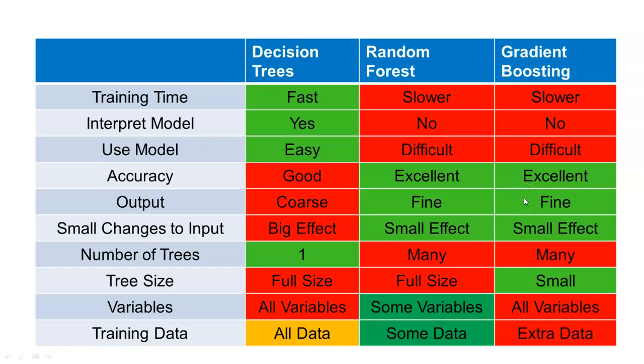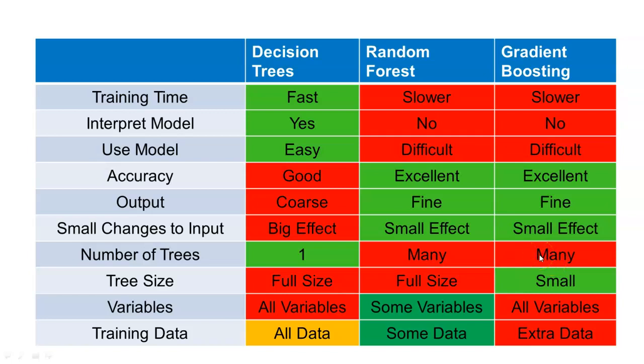So if you recall, these guys had a course output, everybody in the bucket has the same answer. You don't have that problem with these guys. What about if I change the input variable a little bit? It's just a small effect on these guys, but it could have a big effect here. Remember when I moved across the street and my travel time to work went up 1 minute, and suddenly it was a big change on my output. What about the number of trees? Well, if you recall, a decision tree is just one tree, but I got many trees in the random forest and the gradient boosting.